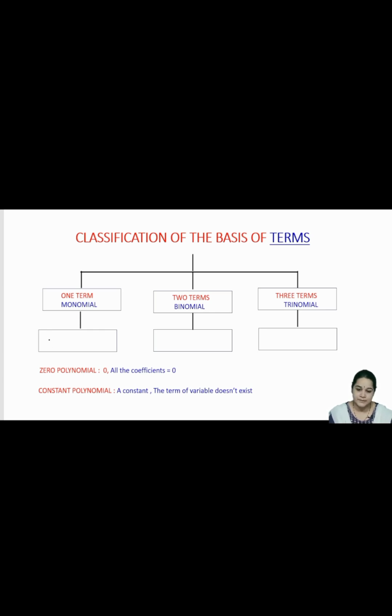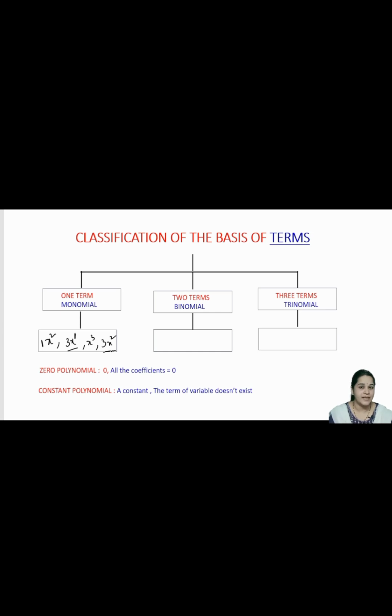Like for example, x square, yes, it is a polynomial. 3x is a polynomial in x, but we call it a monomial. The highest power of this polynomial is 1, so 1 is the degree of the polynomial and 3 is the coefficient of x. x cube is a monomial. 3x square is a monomial. Actually it is a polynomial and it has only one term, so it is called a monomial.